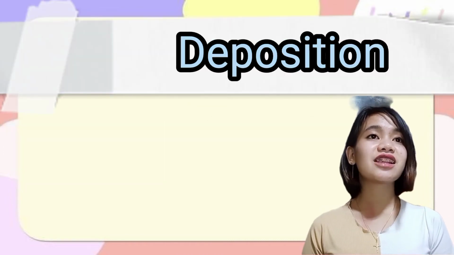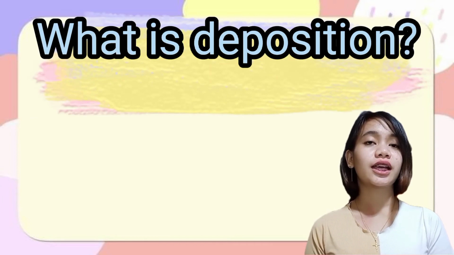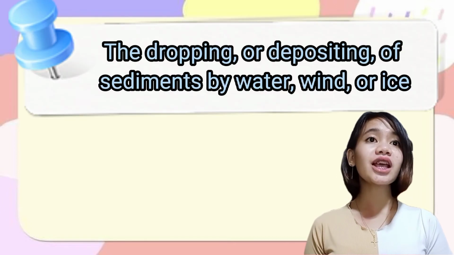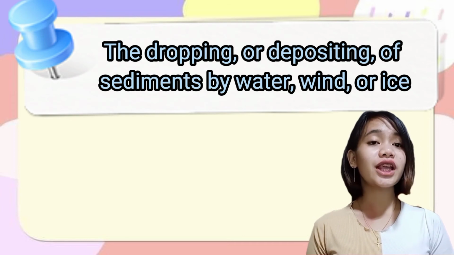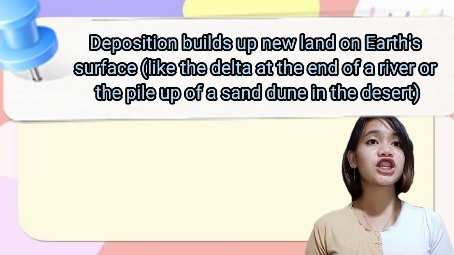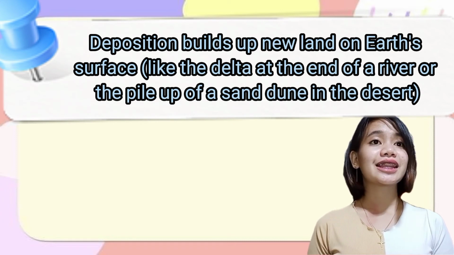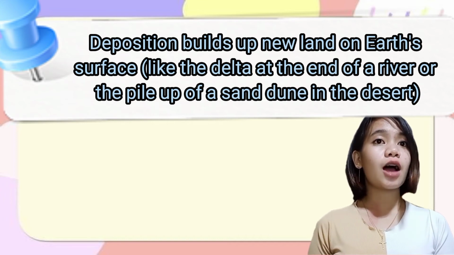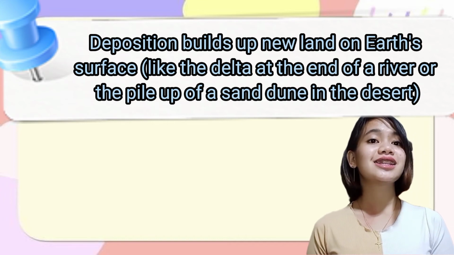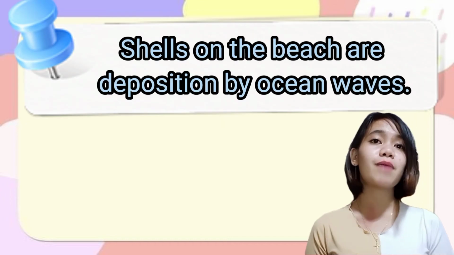And my last topic is all about deposition. So what is deposition? Deposition is the dropping or depositing of sediments by water, wind, or ice. Deposition builds up new lands on Earth's surface like the delta at the end of a river or a pile up of a sand dune in the desert. And shells on the beach are deposition by ocean waves.